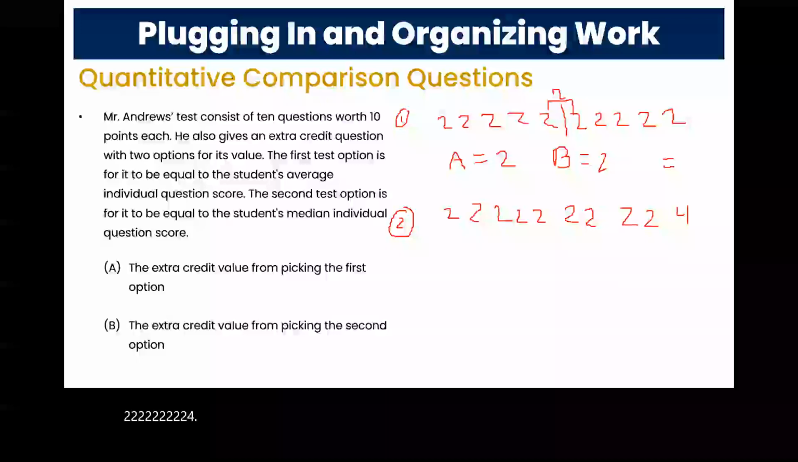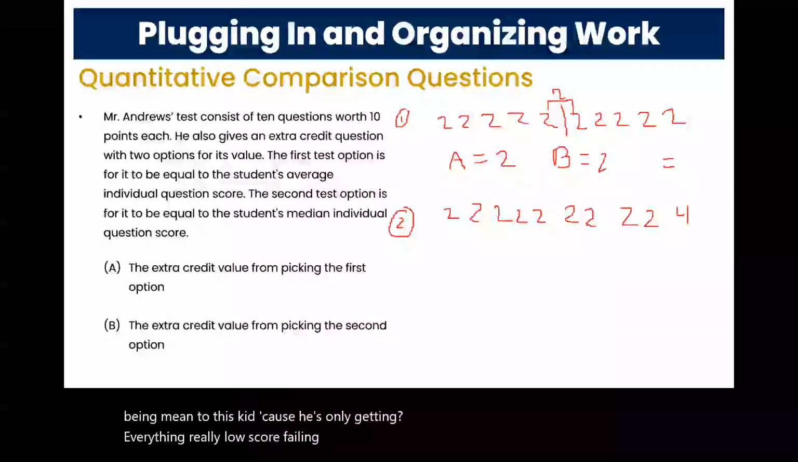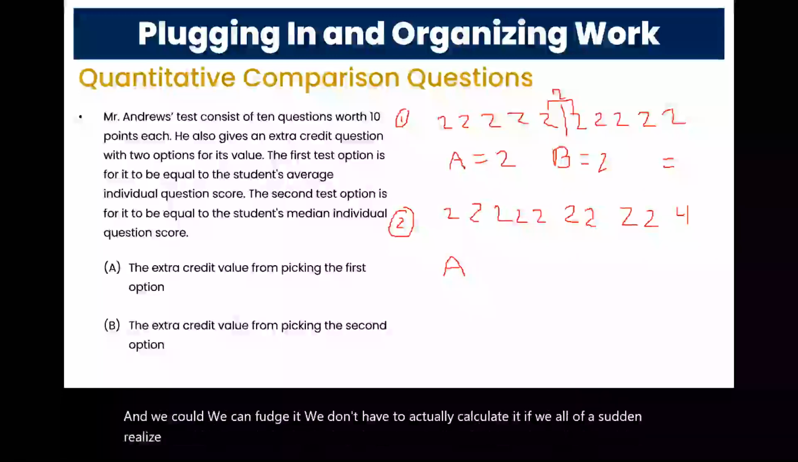So he does better on that last question. He's still doing terrible on this test, by the way. We're being mean to this kid because he's only getting a really, really low score, failing the class. So what's my A quantity for this one? And we can fudge it. We don't have to actually calculate it if we all of a sudden realize what's going on. What is my average?